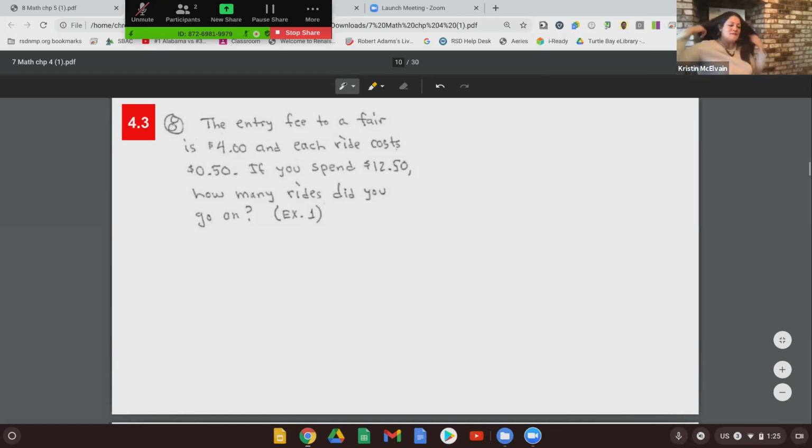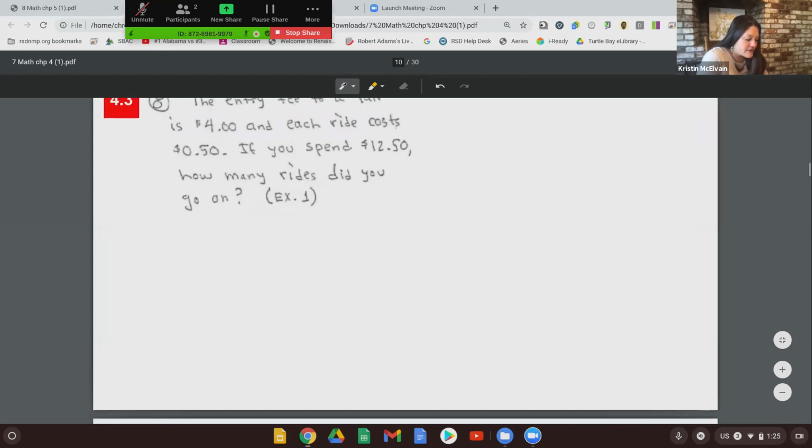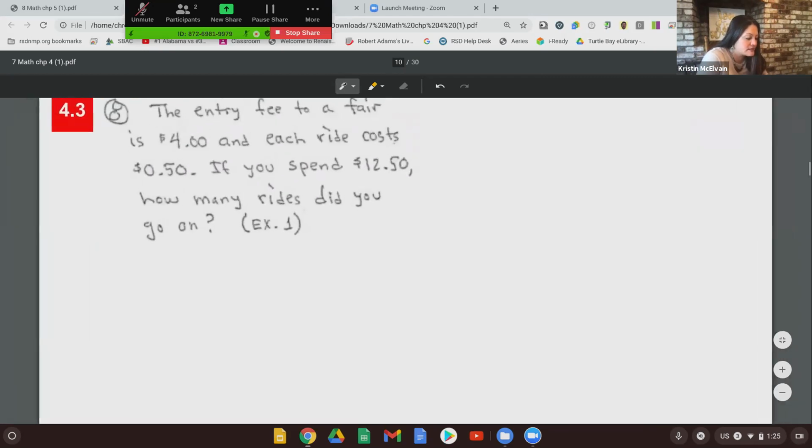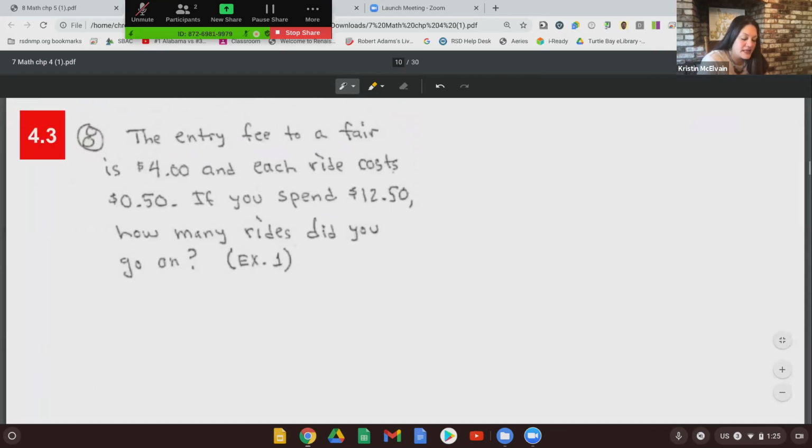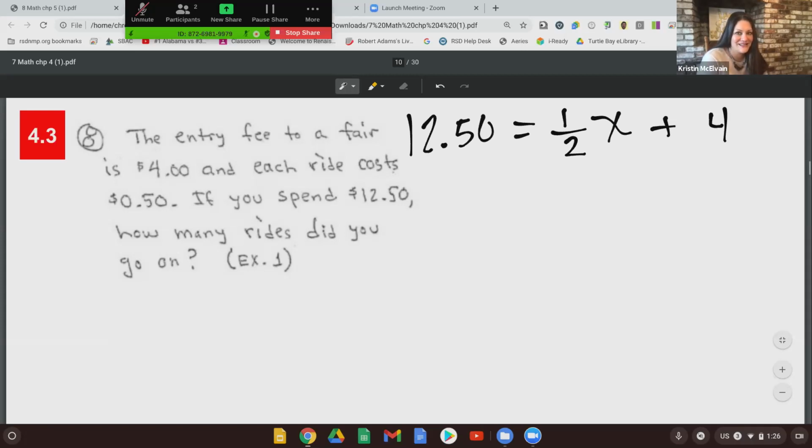All right, okay, so entry fee to a fair is $4. Let's see, how much room do I want for this? We'll move it over to this side here. Okay, so it's $4. Each ride costs 50 cents. Okay, we don't know how much each ride costs, but we know that you spent $12.50. Okay, so you see how I wrote that out?